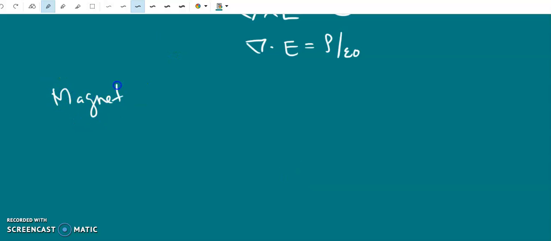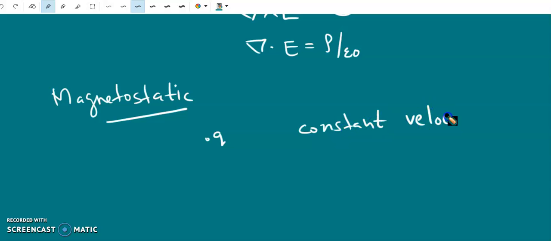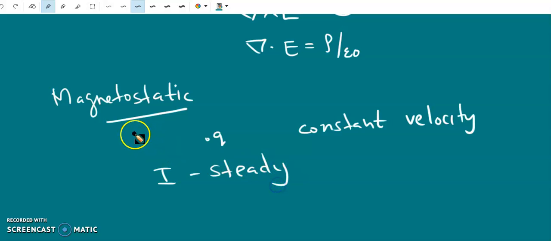So we know that an electrostatic field is produced by a stationary charge. So if that charge is moving with a constant velocity, the charge is not stationary, it is moving with a constant velocity. When the charge moves, there is a current flow. So since the charge is moving with a constant velocity, the current here is steady. So this produces a magnetostatic field. So the source of the magnetostatic field is a steady current or a charge which is moving with a constant velocity.